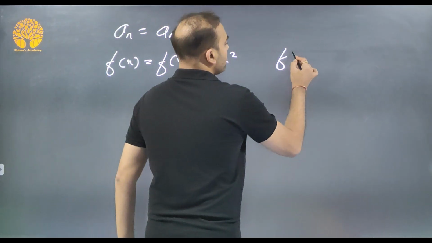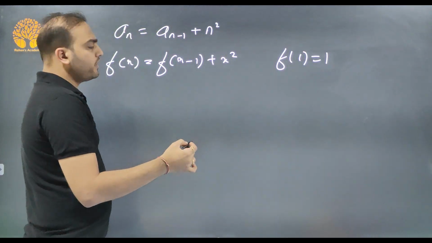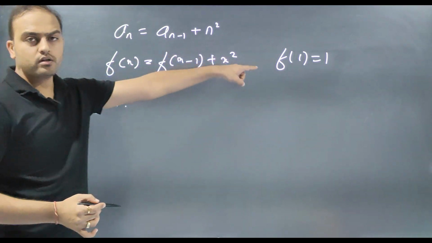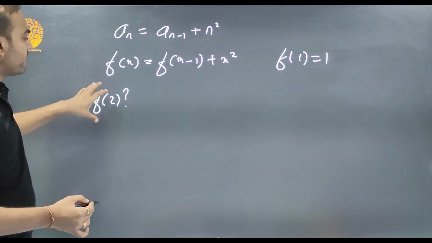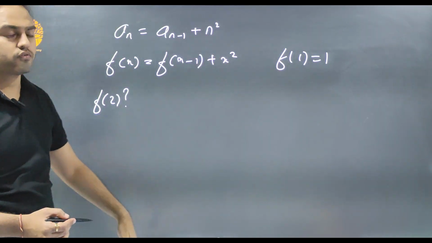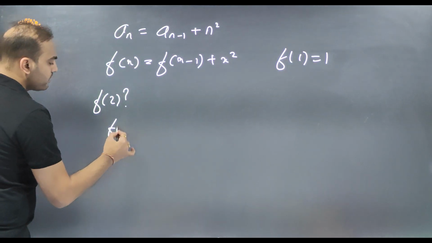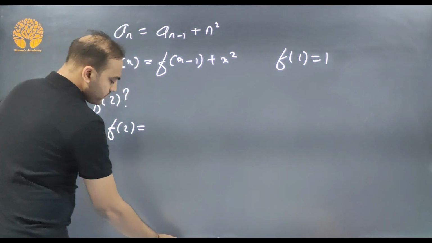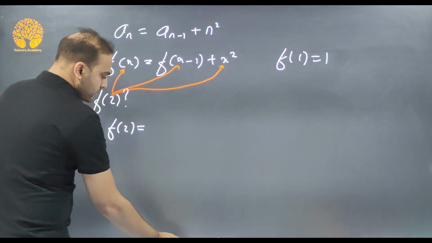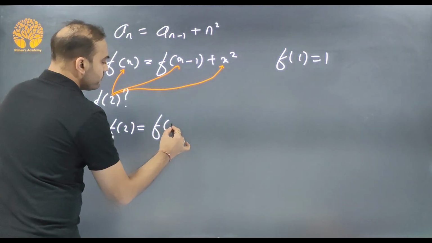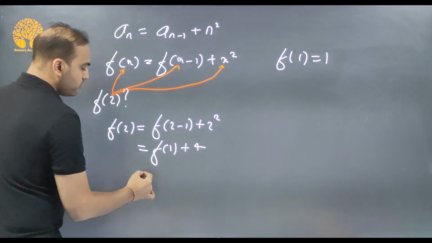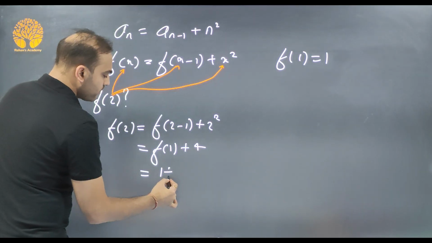Say the question says f of 1 is 1, and they ask find f of 2. So what do we do? We know f of 1, so we'll obviously find f of 2. Had the question meant find f of 5, don't directly put f of 5, first find f of 2, then f of 3, then f of 4, then f of 5. So how do I find f of 2? Plug it back in, so in place of x put 2. This 2 goes here, 2 goes here, and 2 goes here. So f of 2 becomes f of 2 minus 1 plus 2 square, which is f of 1 plus 4. Since f of 1 is 1, 1 plus 4 is 5.